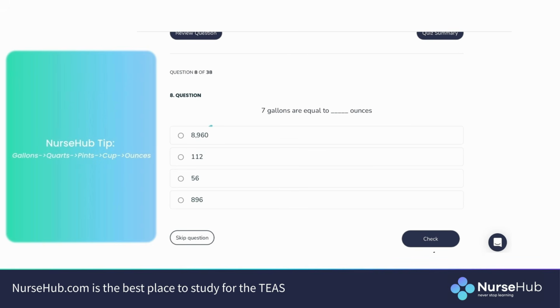All right, question number 8. 7 gallons are equal to blank ounces.